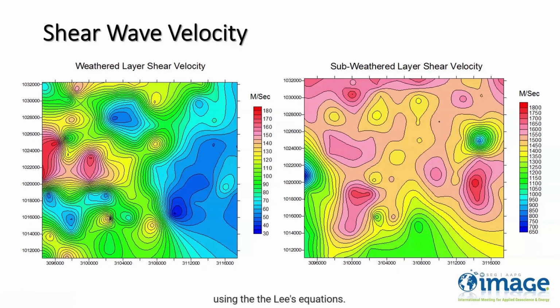Using Lee's equations, shear wave velocities have been computed from compressional wave velocities that were derived from seismic refraction and uphole logging data. The contour map on the left side shows shear wave velocity variations in the top weathered layer, while the contour map on the right side shows shear wave velocity variations in the subweathered layer.